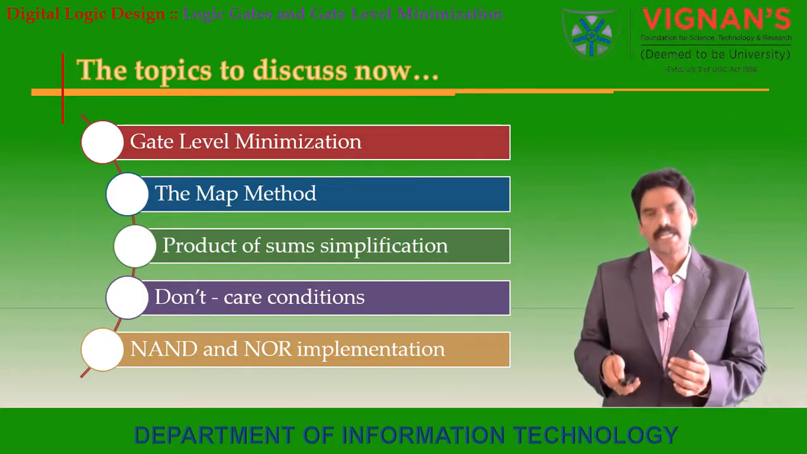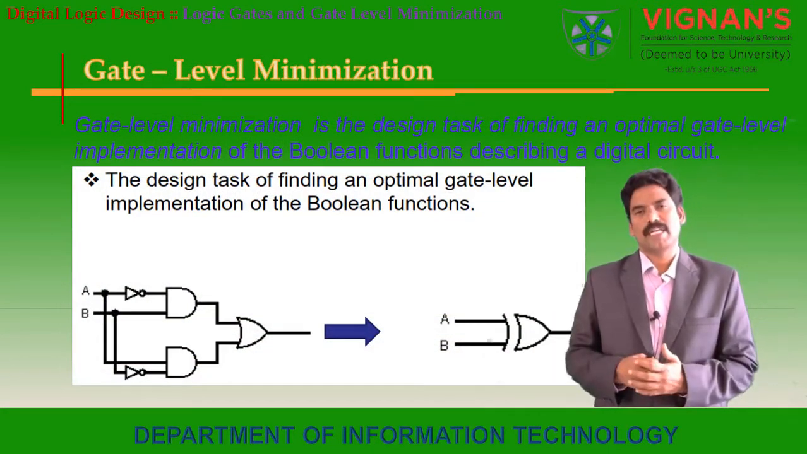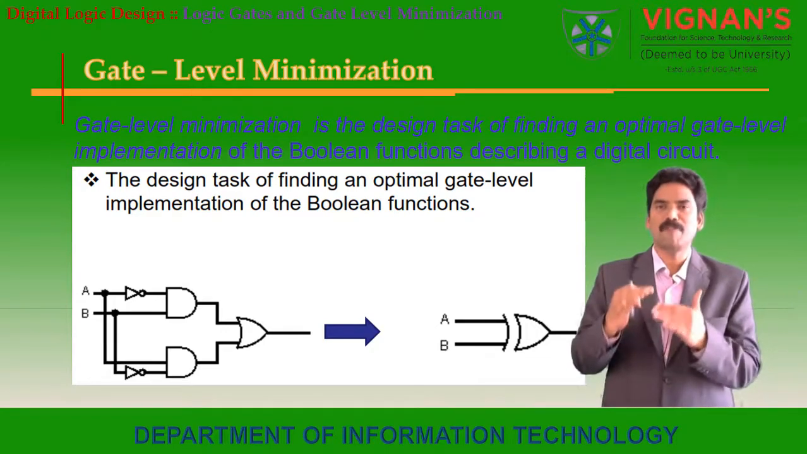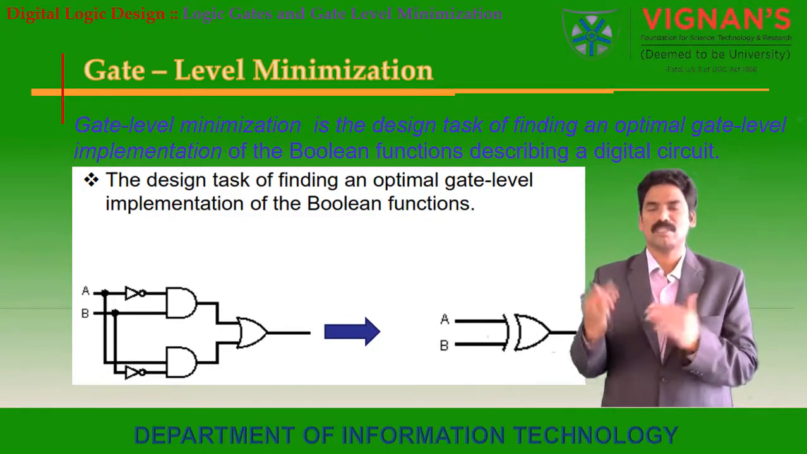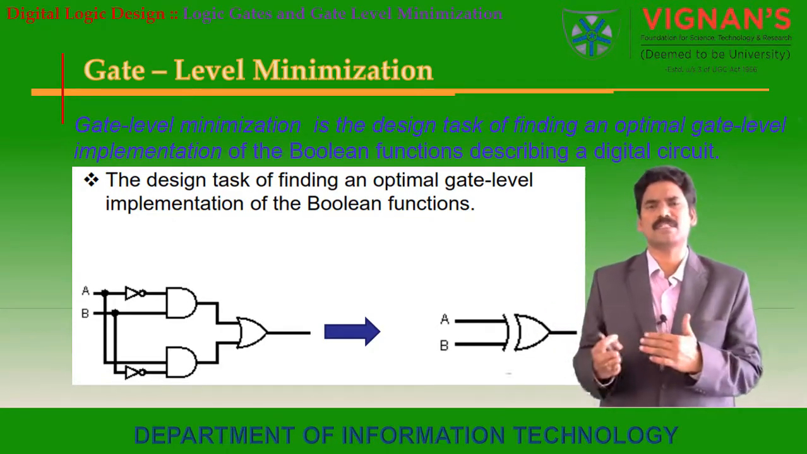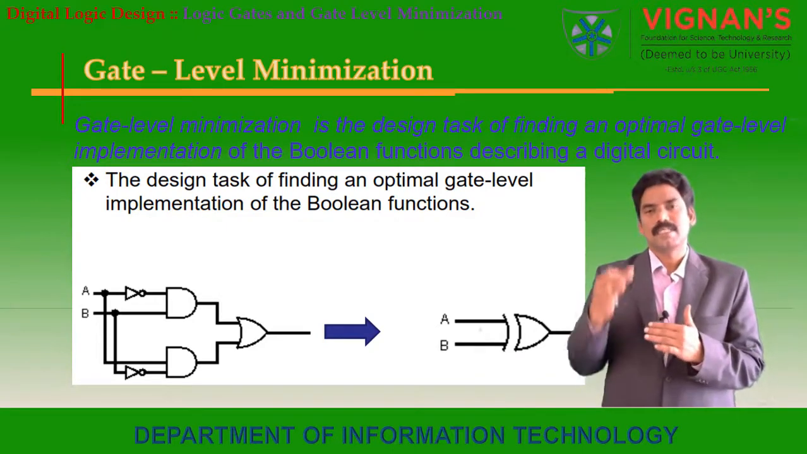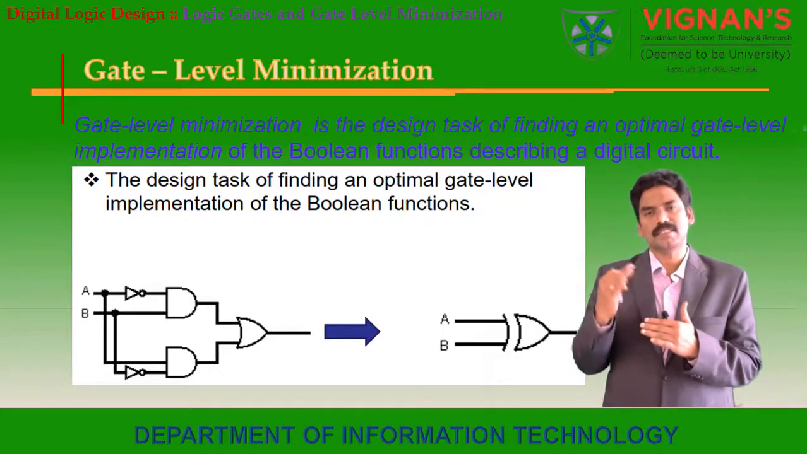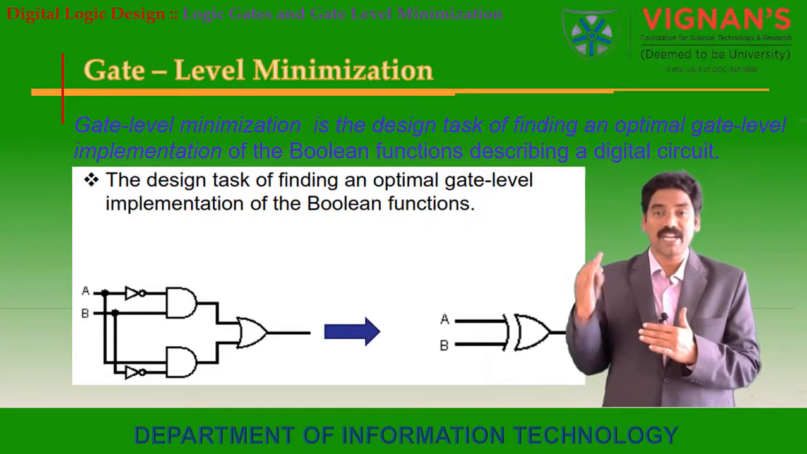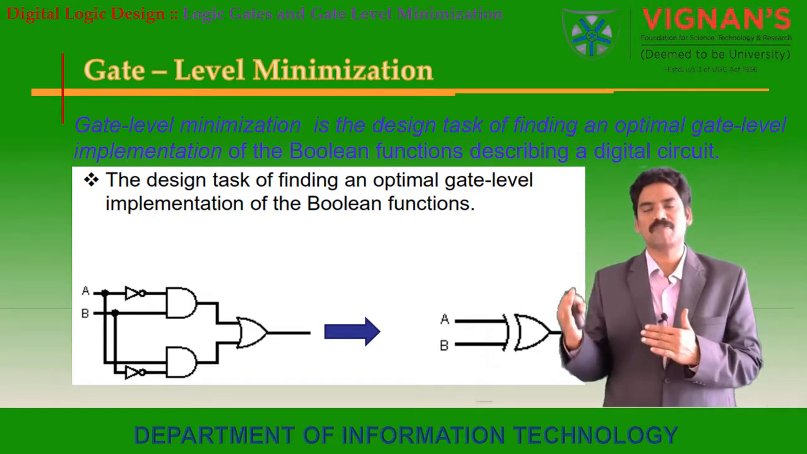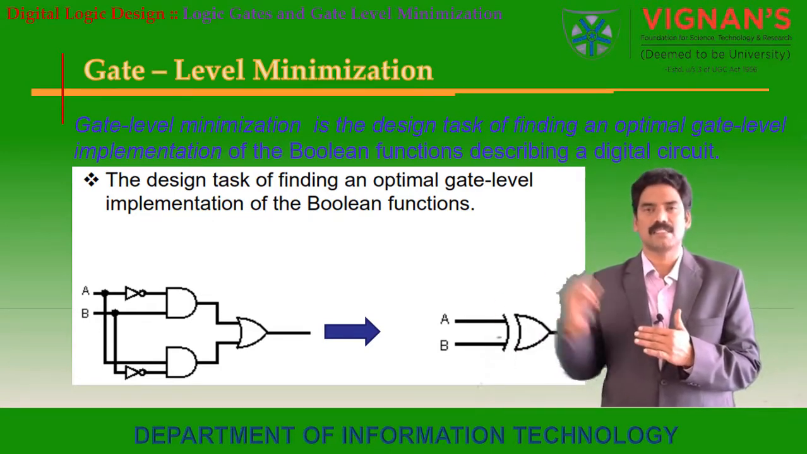Now, gate level minimization, we know, means simplification of a digital circuit. How to simplify the digital circuit? By applying the map method. This gate level minimization is the design task of finding an optimal gate level implementation of the Boolean functions describing a digital circuit.